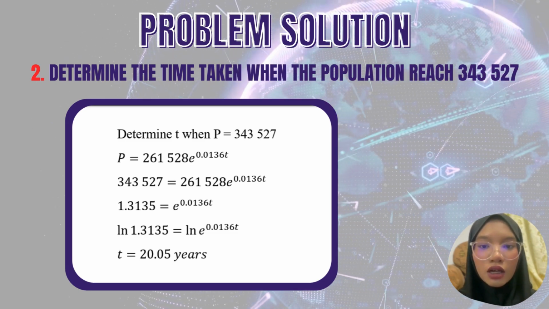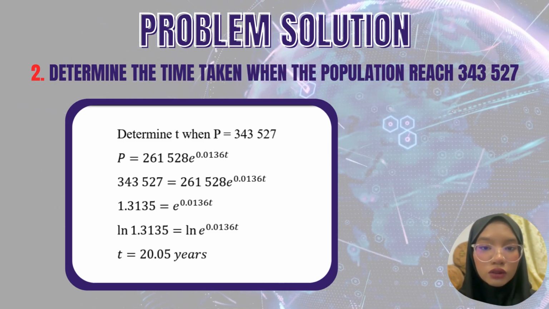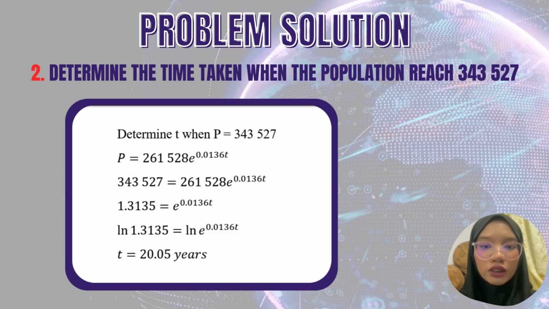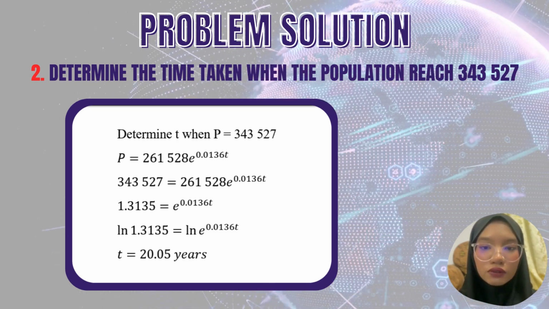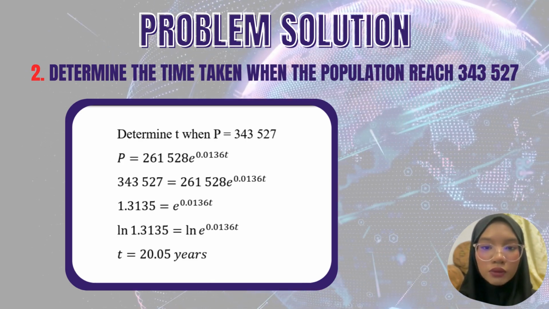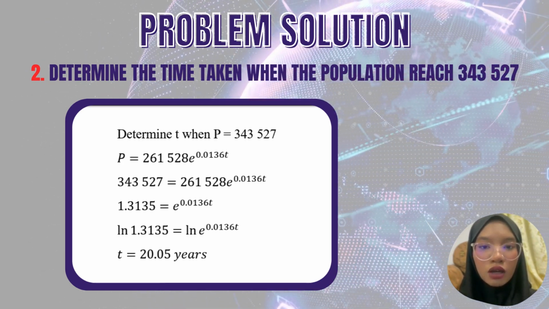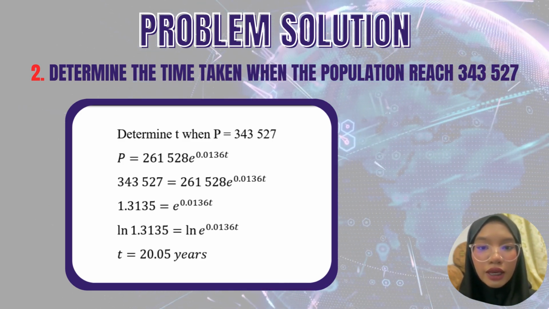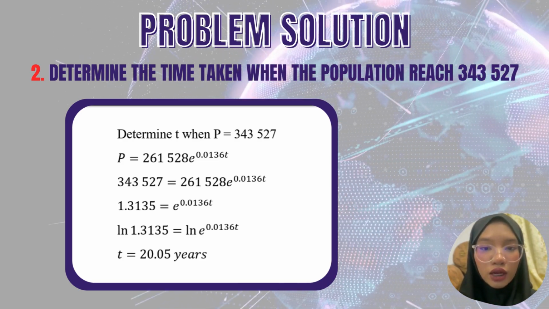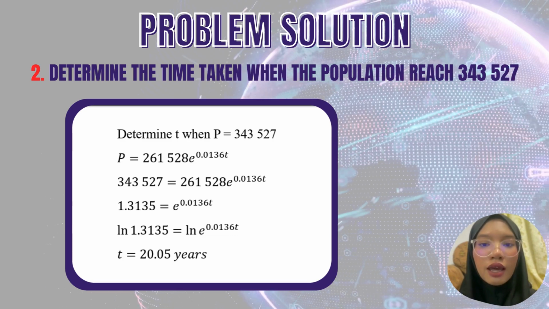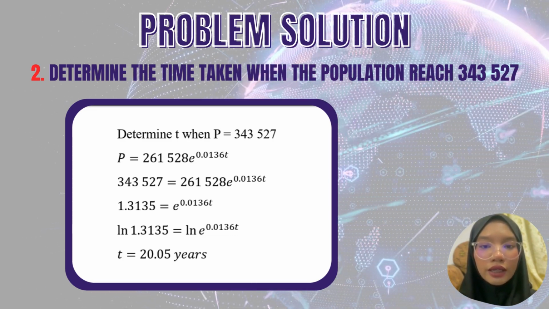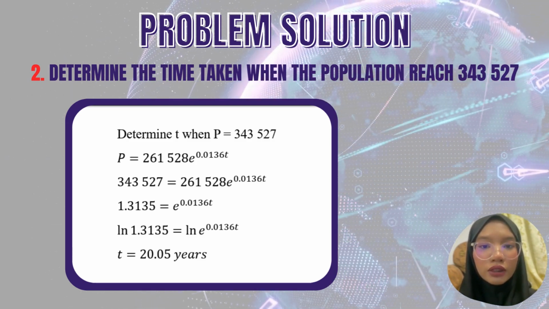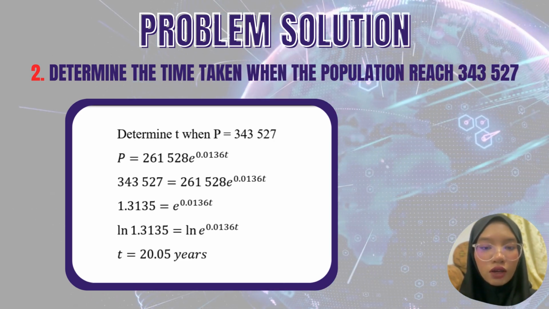For the second problem solution, we need to determine the time taken when the population reached 343,527 people. To search for t, P will be equal to 343,527. As we can see from the third equation, we replace the P with the value from the first equation. After replacing it, make e the subject by dividing 261,528 to the left side. Then put ln on both sides, then we will get t equal to 20.05 years.